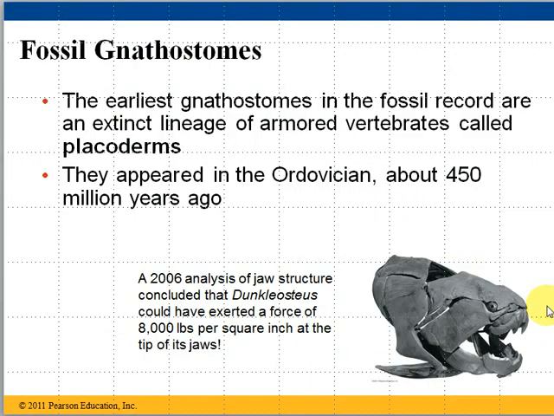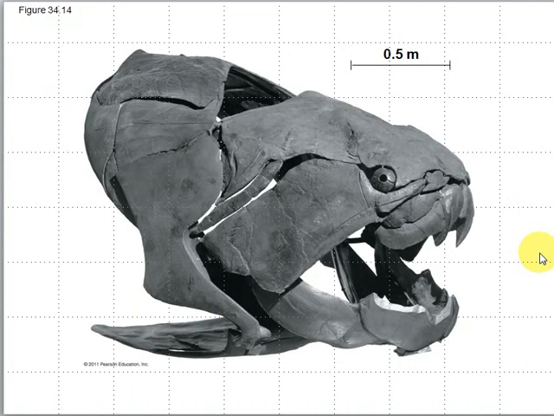And the textbook talks about how a 2006 analysis of the jaw structure concluded that this particular creature, whose name looks to be Dunkleosteus, could have exerted a force of about 8,000 pounds per square inch at the tip of its jaws. So I wouldn't want to have been caught in the jaws of this creature. It would have been a pretty frightful looking guy right there.